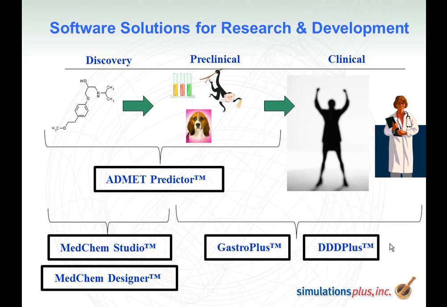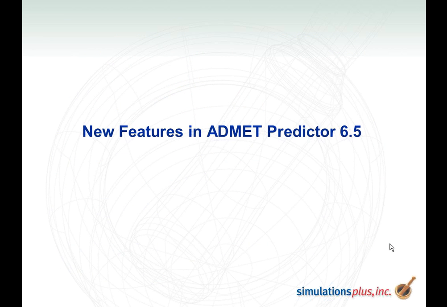As you see, Simulations Plus offers tools that are used at the various stages of drug discovery programs. ADMET Predictor is used by biologists and chemists from the earlier stages of drug discovery to the development stage. MedChem Studio and MedChem Designer are used for lead hopping, lead identification, and lead optimization. And GastroPlus and DDD Plus are used in the drug development stages.